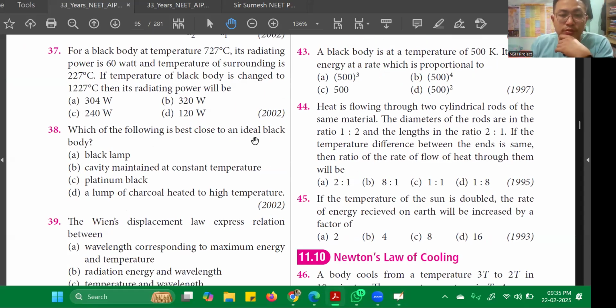Which of the following is best close to an ideal black body? Black lamp, cavity maintained at constant temperature, platinum black, a lump of charcoal heated to high temperature.